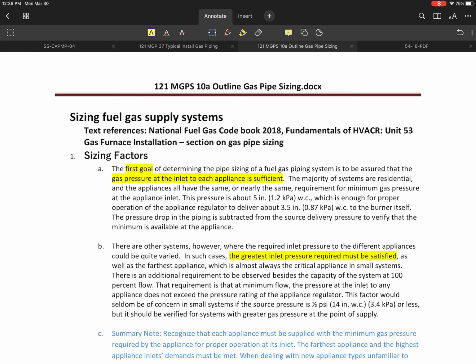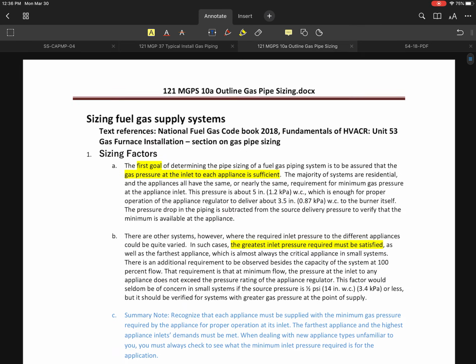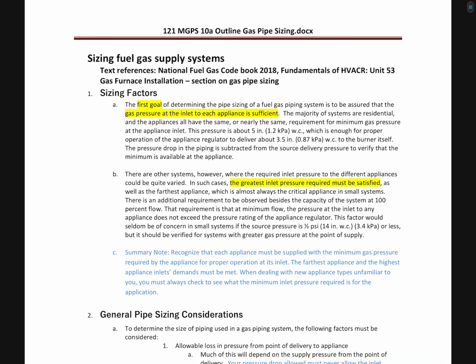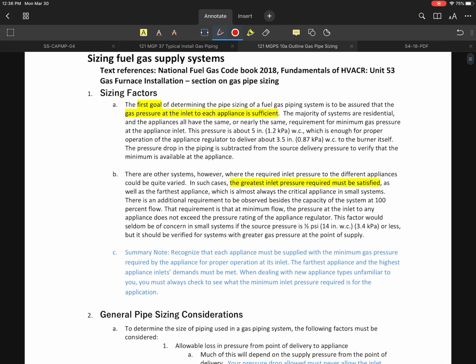So the first thing that I would like to identify in sizing a piping system is really my first goal, and the primary goal that I want to make sure that I do in my sizing is that I can get what I would call the required inlet pressure to every appliance. So in other words, I have it highlighted. The gas pressure to that inlet to that appliance has to be appropriate, has to be correct. It has to be sufficient. So that's kind of one thing on there.